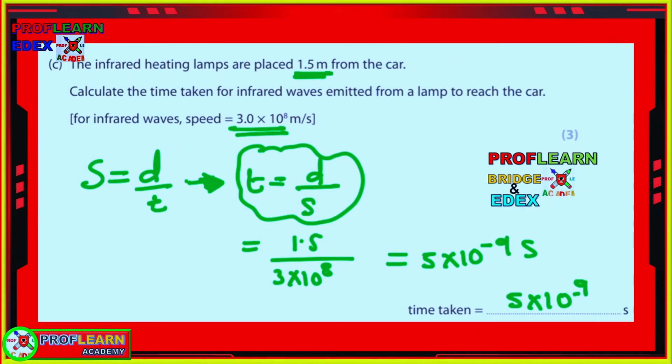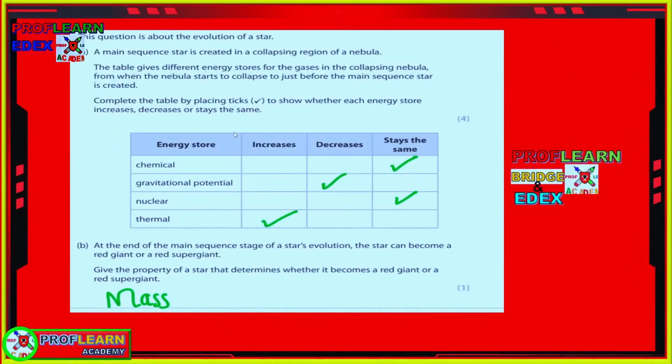The infrared heating lamp is placed 1.5 meters away and we are supposed to calculate the time taken for infrared waves emitted from the lamp to reach the car. Something you need to understand is that infrared is an electromagnetic wave, so it travels at the speed of light. Speed is equal to distance over time, and if you rearrange the formula, this is what you are to obtain, and working it out, you get 5 times 10 to the power negative 9. Quite fast, right?